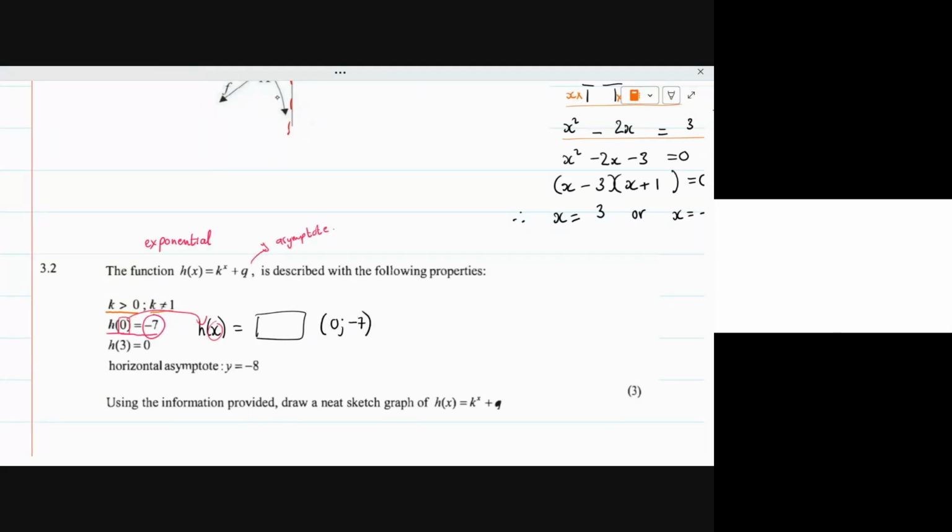Now, Abu, we can come in with what you've said because it's quite important. When x is 0, when do we make x 0? When we're looking for the y-intercept. Yes, the y-intercept. So when x is 0, it's when we're looking for the y-intercept, which means this -7 is our y-intercept.